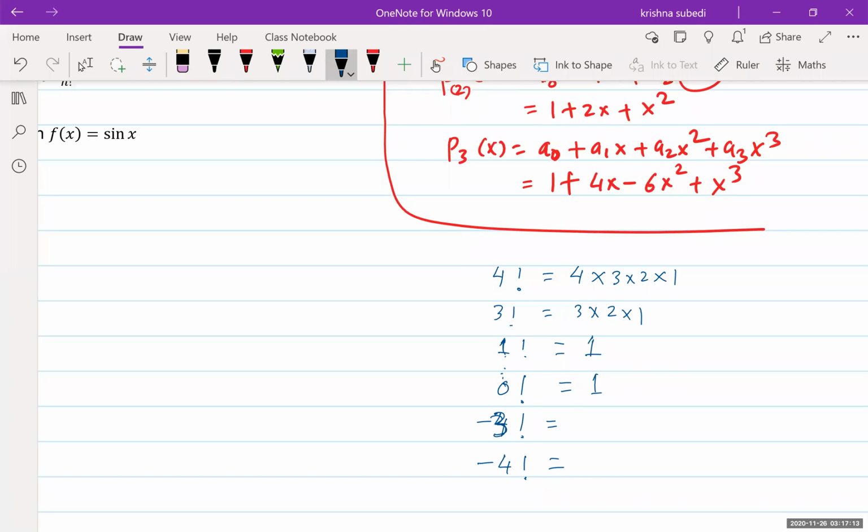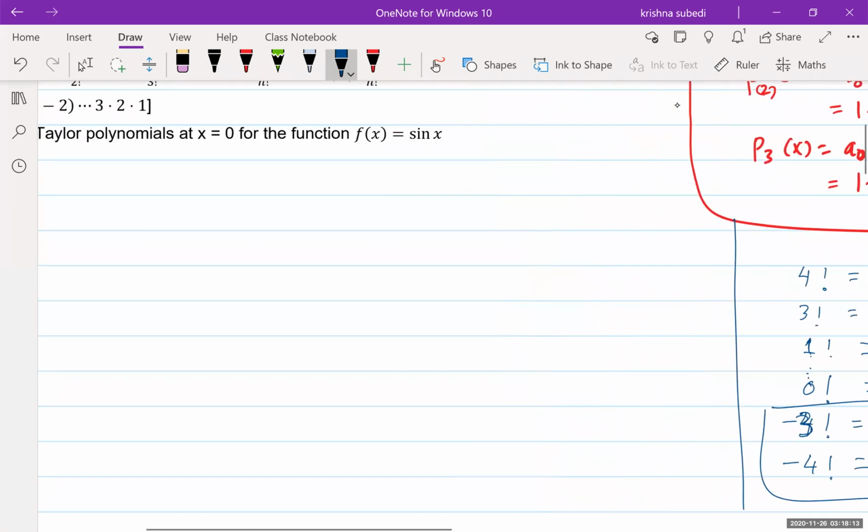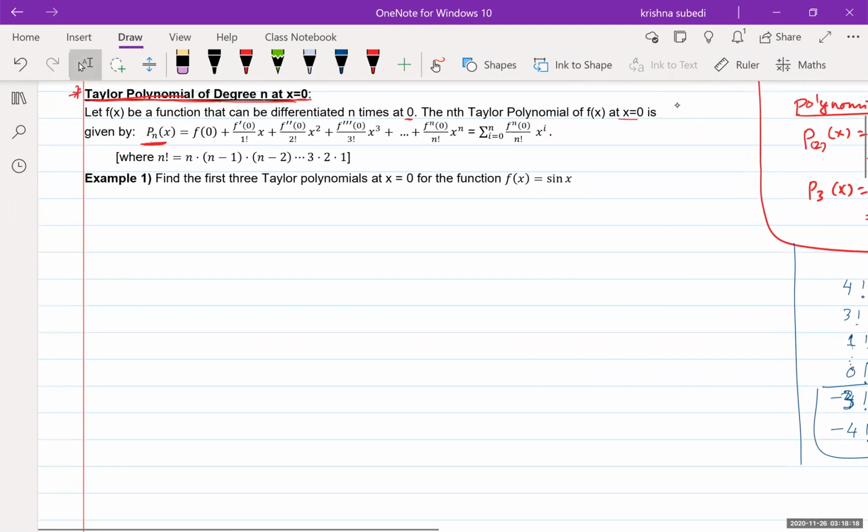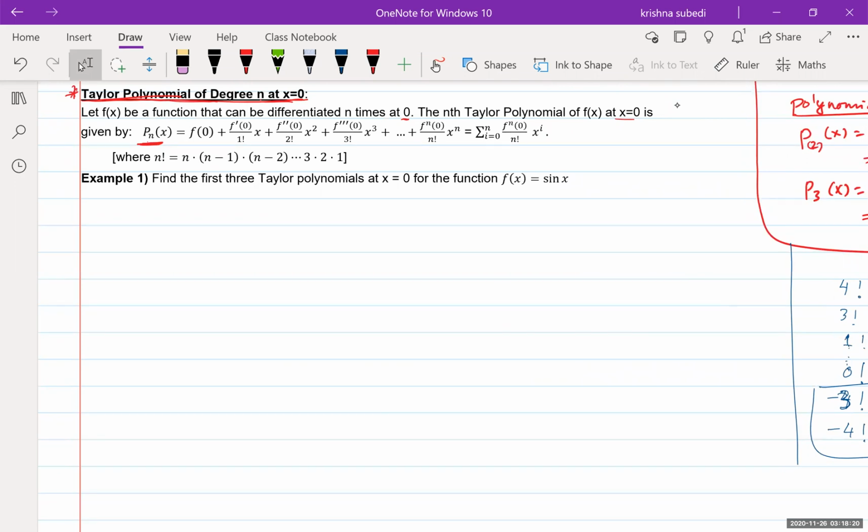What is factorial negative 3 then? So factorial 0 is 1, but factorial of a negative number is undefined. Okay, keep that in mind. Factorial of a negative number does not exist. They are undefined. All right, so this is a quick review from high school. Let's go back to the concept that we are supposed to learn today.